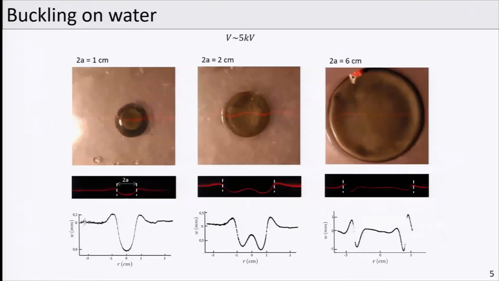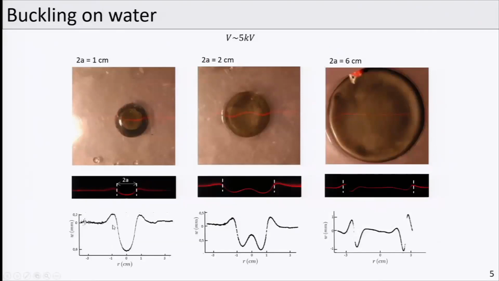Okay, so there you see three morphologies that we can get depending on the electrode size. So if the electrode is small, and we'll see what small means, 1 centimeter here, that's the raw picture. You can see here the laser line, so you see that it forms a bump.